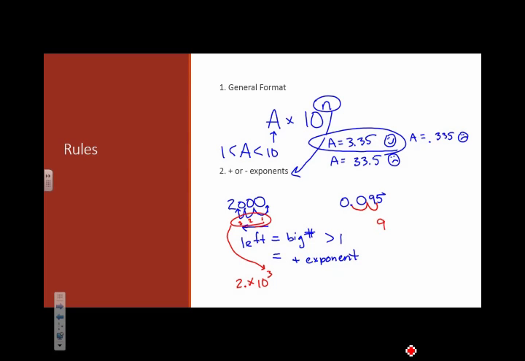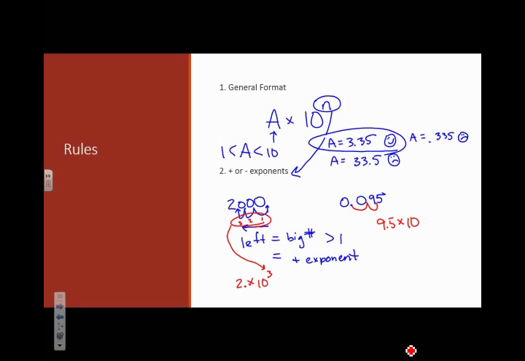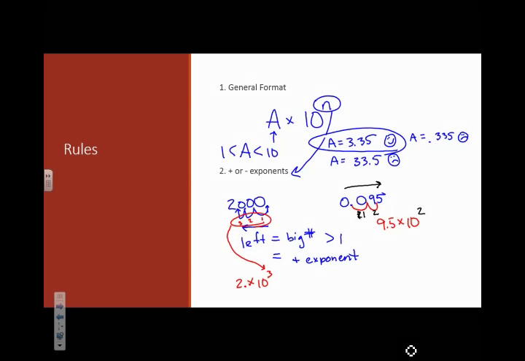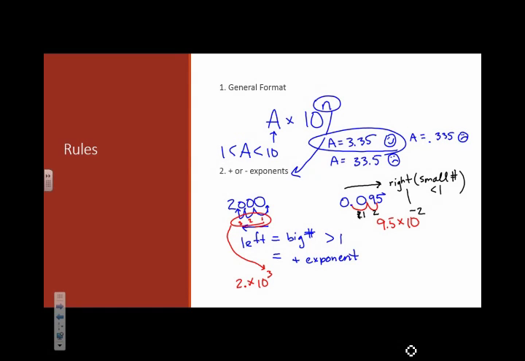So I see I have 9.5 here, and then I need to add in that times 10. And then I'm going to count my number of places that I moved my decimal point. I moved it once here and a second time there, so my exponent is 2. Now, in this case, I moved my decimal point to the right. And because I did that, because this was a small number, I have a negative exponent. So when you move your decimal point to the right, this is because you have a small number, one that's less than 1, that results in negative exponents. Okay, let's do some more practice.